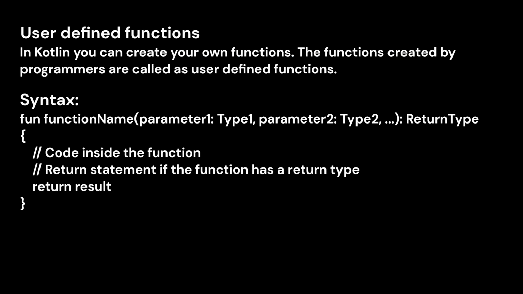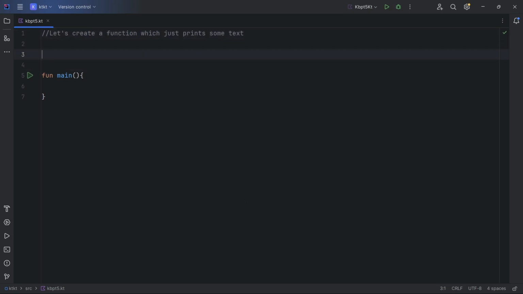In Kotlin, you can create your own functions. The functions created by programmers are called user-defined functions. Here is the syntax for creating your own function. Let's create a function which just prints some text.